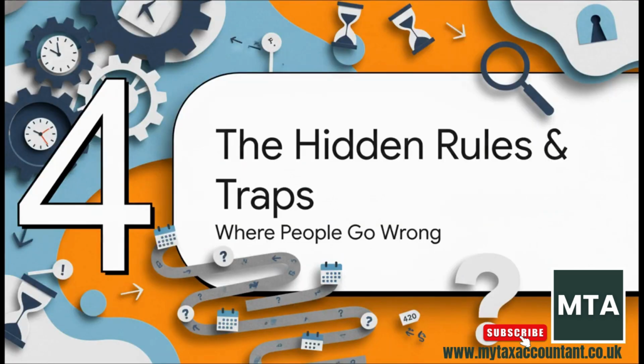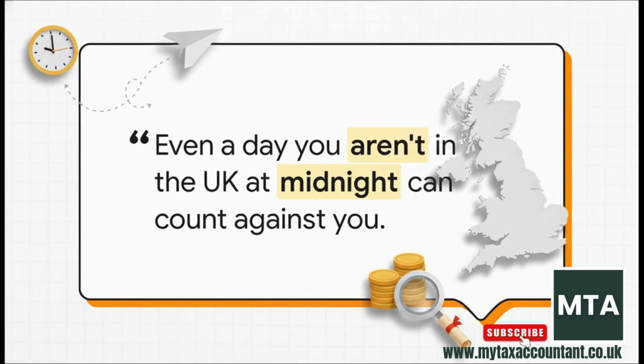That's not all, though. Here's where most people go wrong. Beyond the main tests, there are some really complex rules that can catch you out. So stay with me. This next point might actually surprise you. It's all about how a day is even counted in the first place. You'd probably think that if you're not physically in the UK at midnight, that day doesn't count towards your total. And most of the time, you'd be right. But there's a hidden trap called the deeming rule that can turn a day you leave the UK into a full UK day for your tally, even if you're long gone by midnight. It's a crucial detail that you really need to understand.